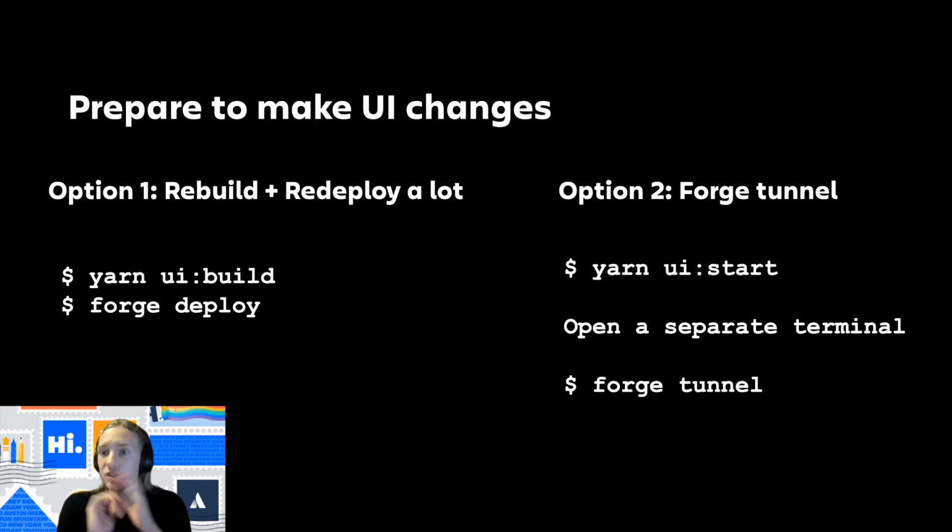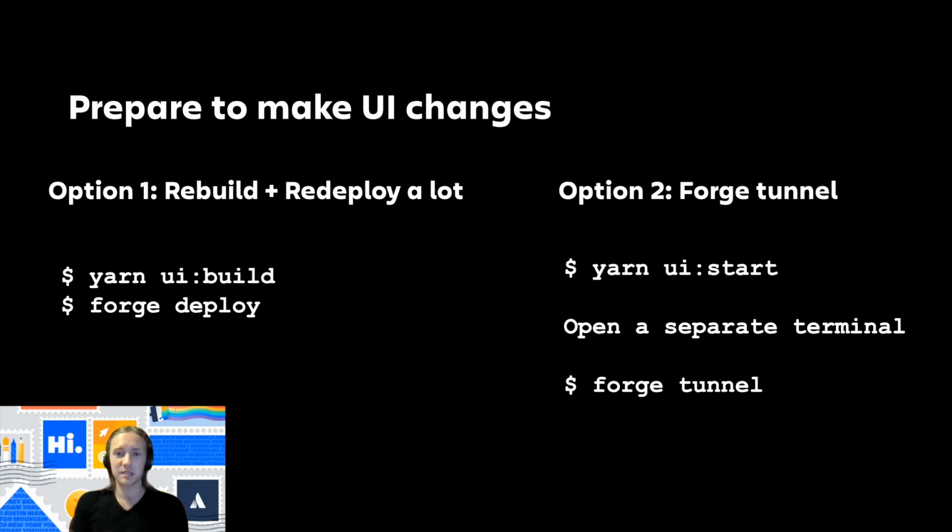We're going to be making UI changes first, and there's going to be 2 options here for what you can do to see these changes in the UI. Option 1 is going to be rebuilding and redeploying a lot. So the commands that we've already seen for this are yarn UI build and forge deploy. So every time you make a UI change, you're going to want to rebuild and then redeploy it. It can be a little slow to do this, and you have to remember to build.